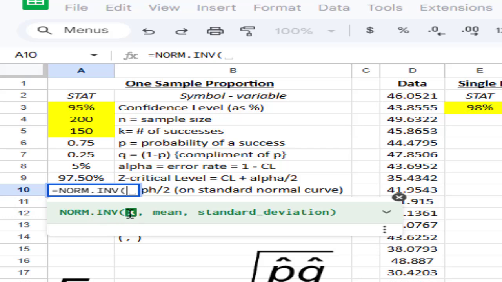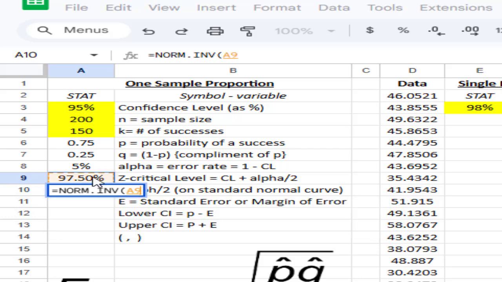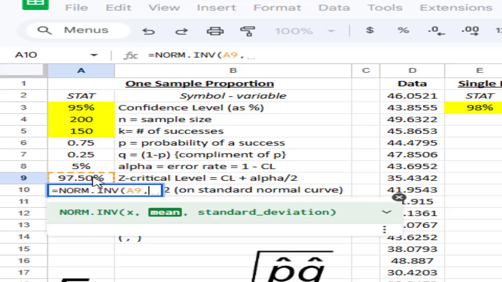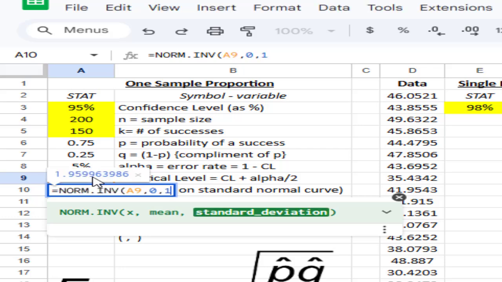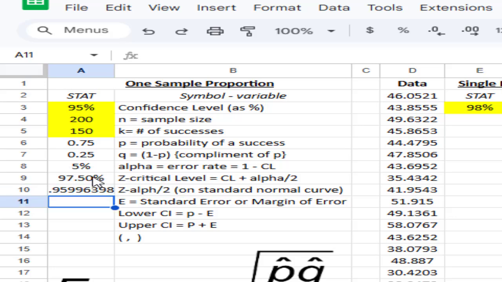So the first number it wants is the percentage, comma. The second number it wants is the mean and then the standard deviation. But since we're looking for a z critical, which is on the standard normal curve, we use the mean and standard deviation of our standard normal curve, which is a mean of 0, comma, standard deviation of 1. Close our parentheses, and then there is my z-score.